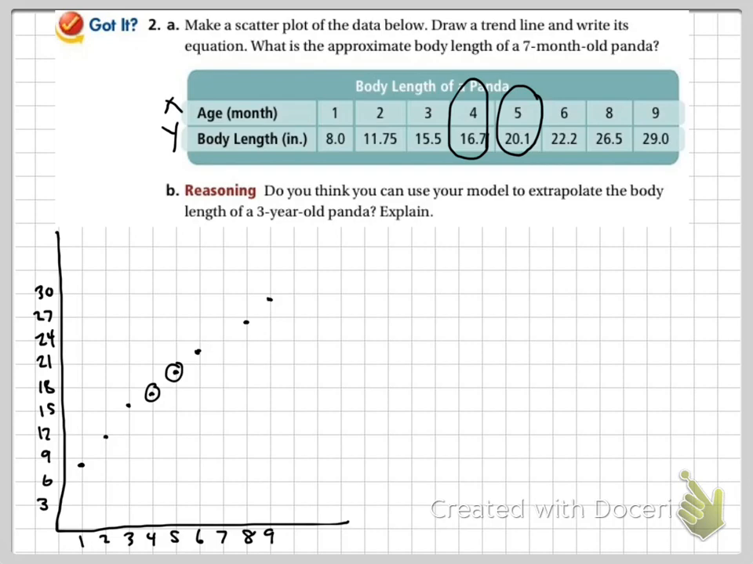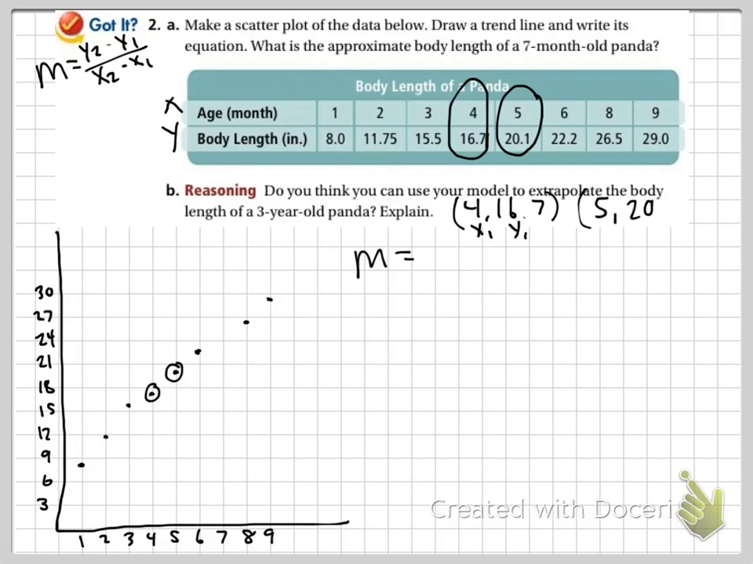So remember your slope formula. So I'm going to use these 2 points. So m is equal to, well here, let's rewrite those points so I know which one I'm using. We'll call this one x1, y1. And we'll call this x2, y2. So 20.1 minus 16.7 over 5 minus 4 equals 3.4 over 1, which is just 3.4, right?